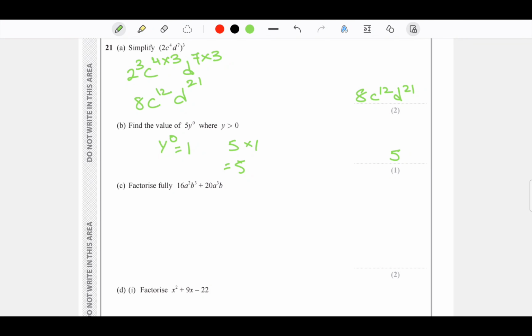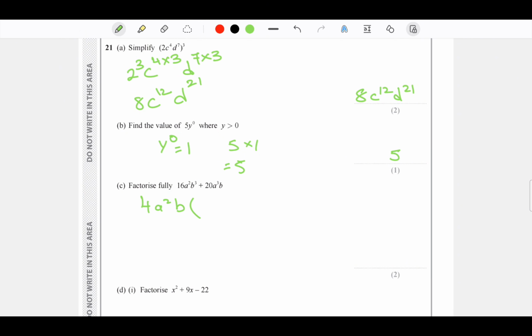So part C, factorize fully 16a squared b cubed plus 20a cubed b. Right, so this is quite simple. We have to factorize everything, find out what values can be taken out. What I know from this expression is that 4 can be taken out, a squared can be taken out from a squared and a cubed, and for b cubed and b, the lowest you can take out is b, because that's how it works. Otherwise you would have a negative power over here, and that's not how we want to factorize it.